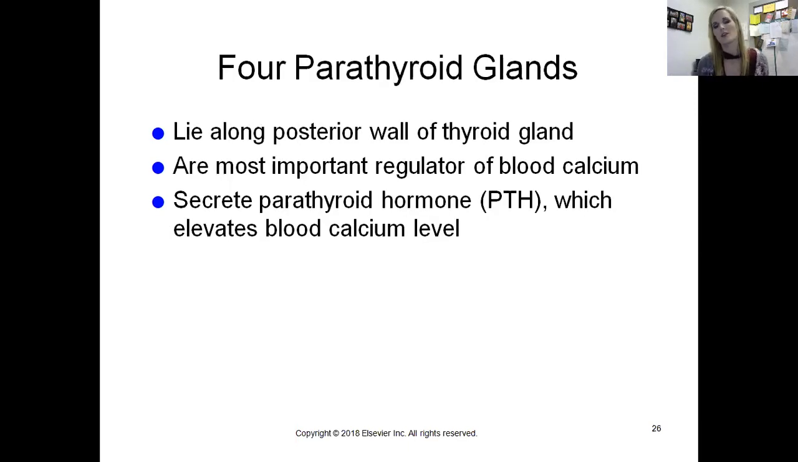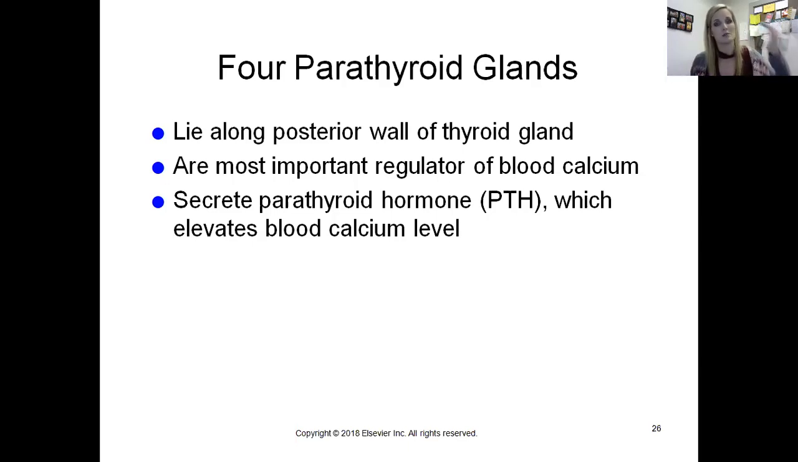All right, and then on the posterior side, number 2 that we labeled on our diagram was the parathyroid glands. We have 4 small little dots on the backside of the thyroid. They lie along the posterior wall of the thyroid. They are also important for the regulation of blood calcium. So we just talked about that with calcitonin. Calcitonin does that. Parathyroid hormone is actually going to do the opposite of what calcitonin does. So they work kind of opposite of one another.